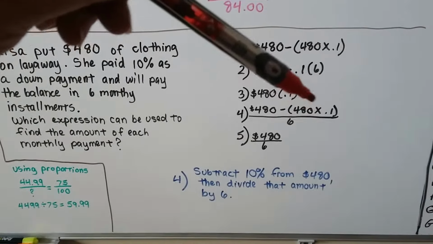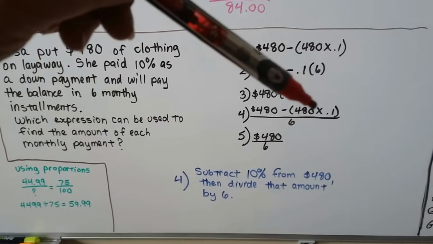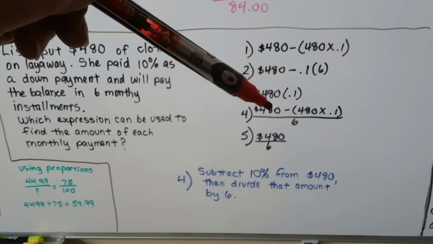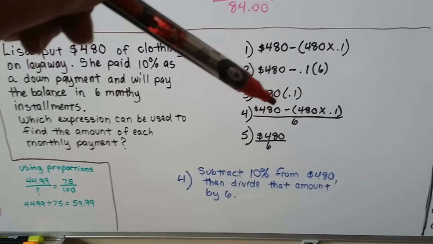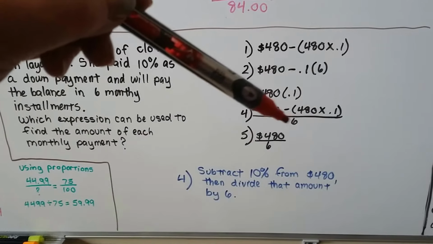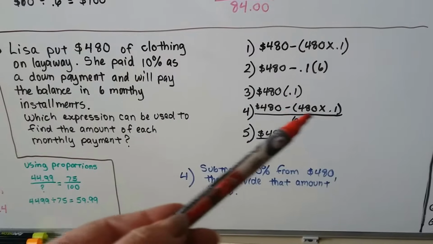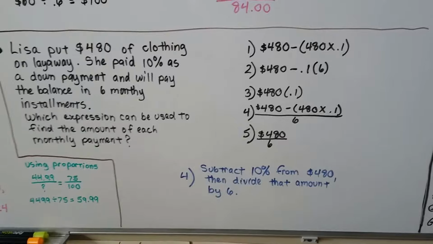That's this part. $480 times 0.1 or 0.10 is going to give us the 10%. And then once we find that out, we need to subtract it from the 480. That was her down payment. That was the original amount. And then we need to split it into 6 equal installments, don't we? So fractions are little division problems. We're going to divide this whole thing by 6, okay?